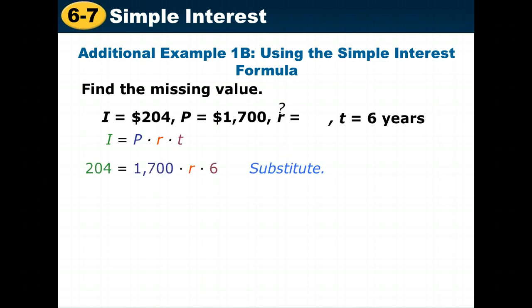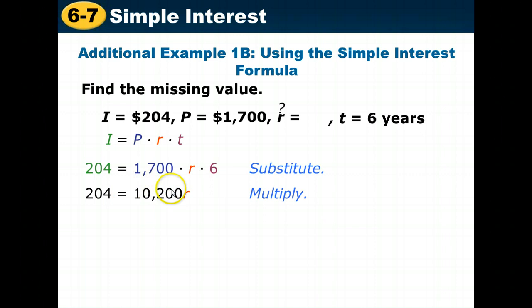We know the interest is 204. We know the principal is 1700. We do not know the rate, but we do know the time, that is 6 years. Alright? So the next thing to do is multiply 1700 times 6. 1700 times 6 is 10,200. Then we multiply that by the rate.